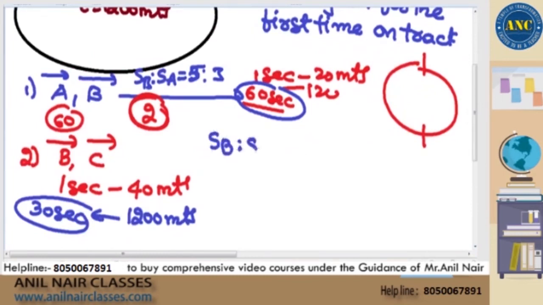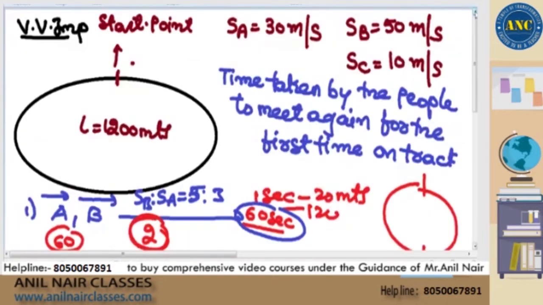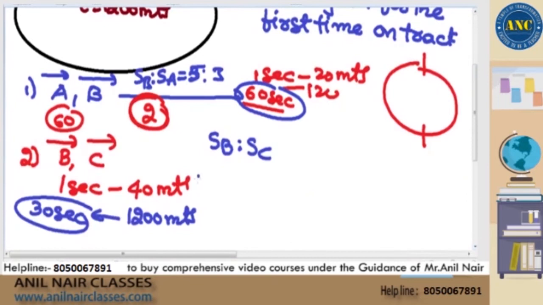SB is to SC is 50 is to 10. 50 is to 10 is 5 is to 1. They both are moving in the same direction. So 5 minus 1 is 4. What are the 4 meeting points?